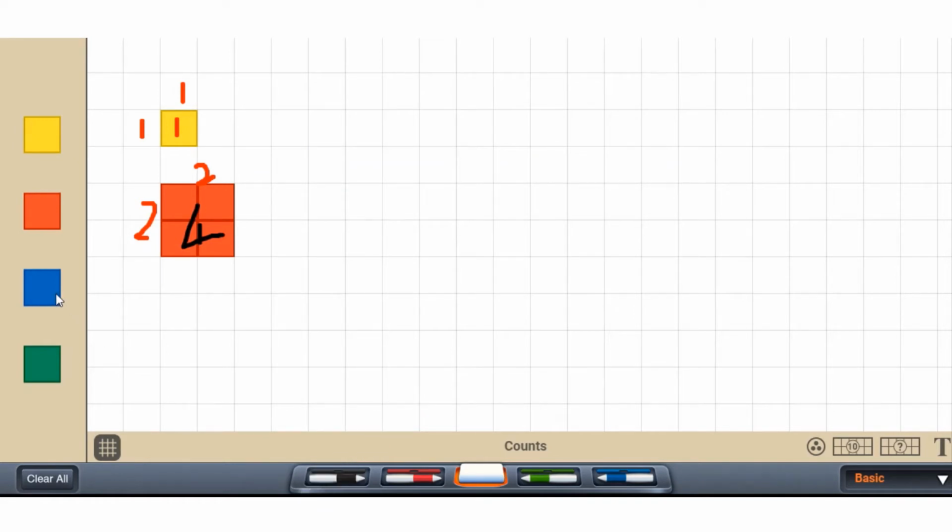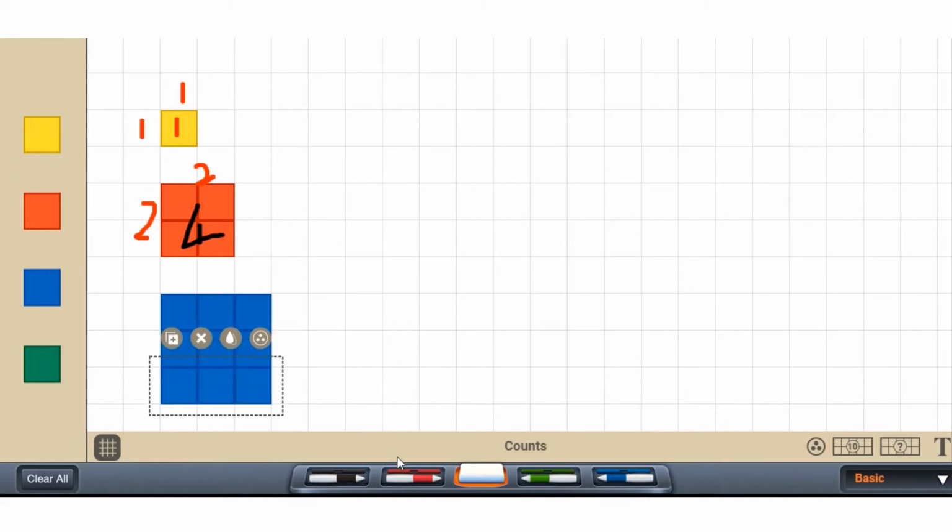Let's look at the 3s. Need 1, 2, 3 squares and another lot of 3. So that's 2 times 3. You can see we've got a rectangle. When we take it to 3 times 3, we get a square with 3 along the top, 3 along the side. So we're going to do 3 times 3, 1, 2, 3, 4, 5, 6, 7, 8, 9.